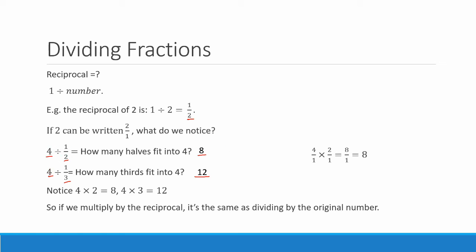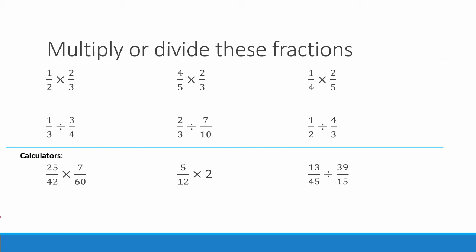So here, 4 divided by 1/3, that's the same as saying 4 over 1 times 3 over 1. Now these are both over 1, so they are just themselves. So 4 times 3 is 12. So here are some for you to practice. Pause the video and do these, and then I will put the answers up.